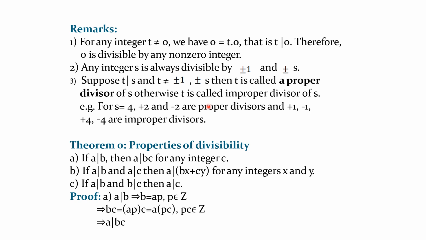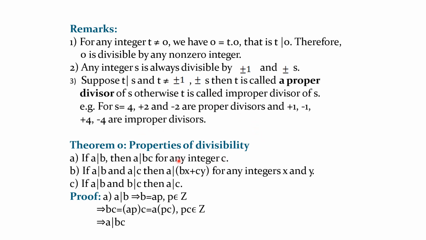For example, for s equal to 4, plus 1, minus 1, plus 4 and minus 4 are always divisors, which are known as improper divisors. Then plus 2 and minus 2 are different from these divisors, so they are considered proper divisors of s. So these are some important remarks.